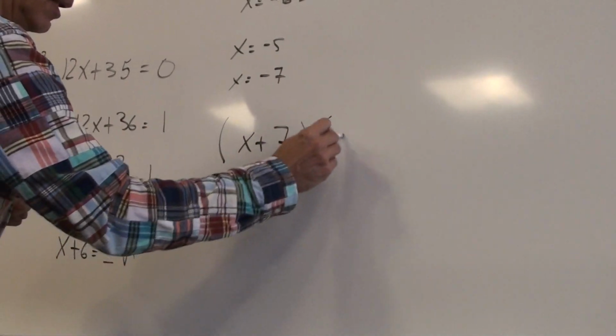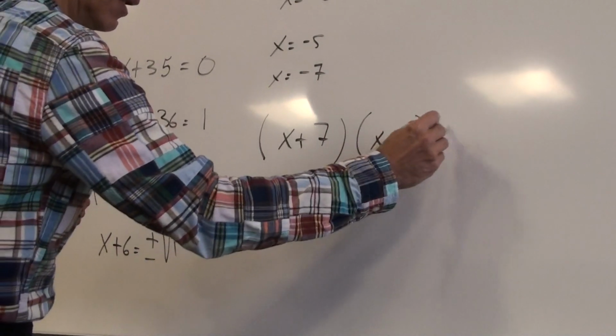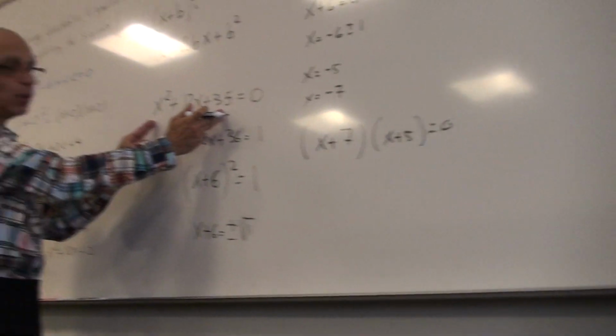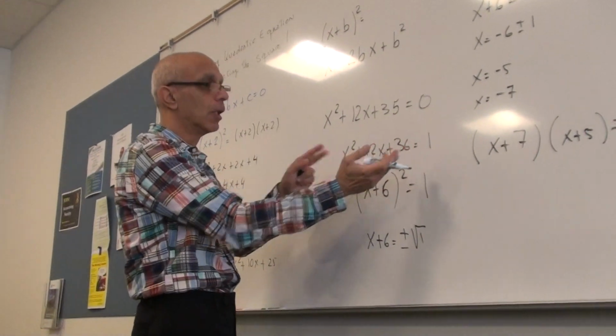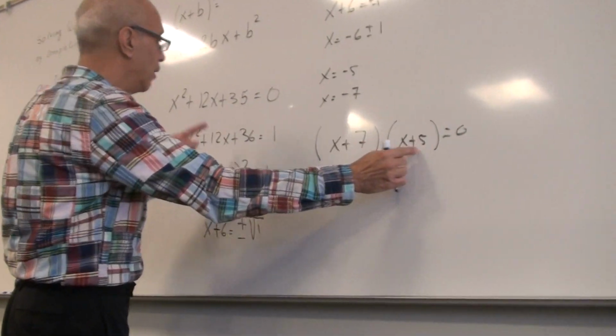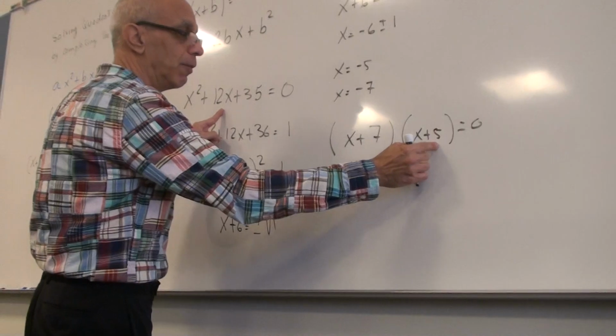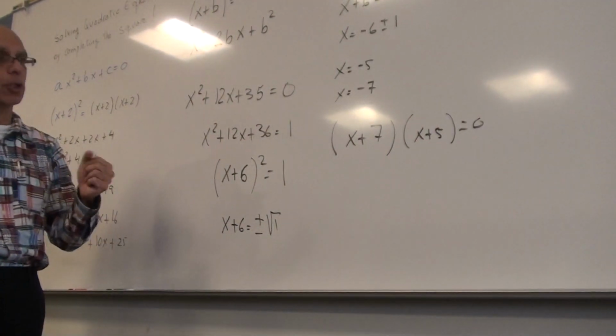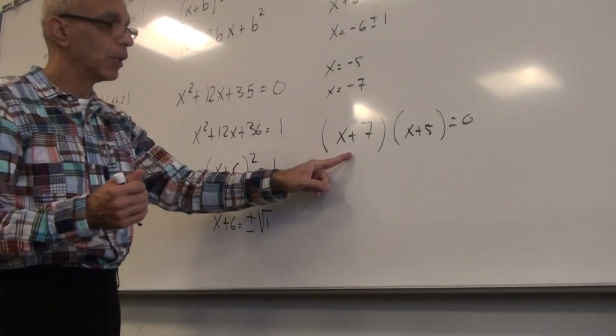7, and then x plus 5, right? So I'm factoring this. I'm trying to solve this by factoring now. So 7 plus 5 is 12. 7 times 5 is 35. Good. So what is the solution here?